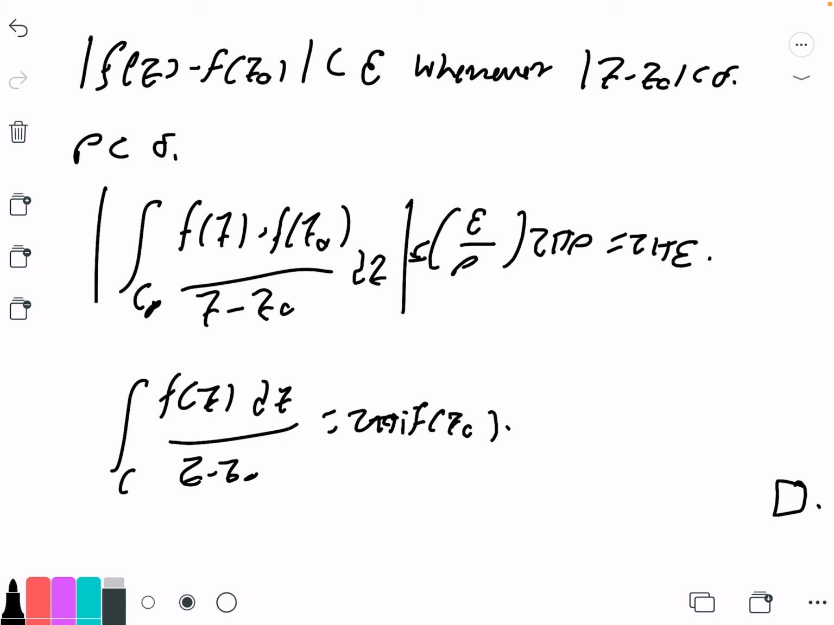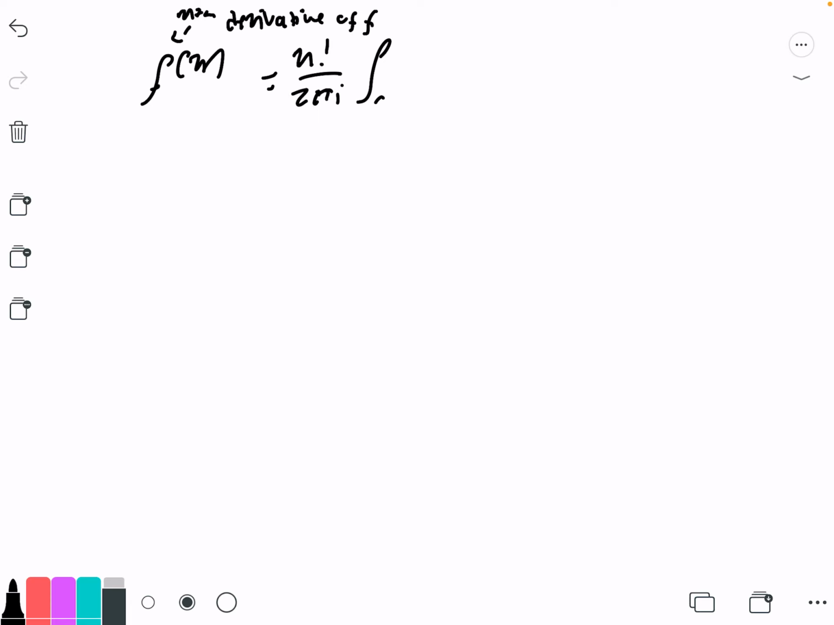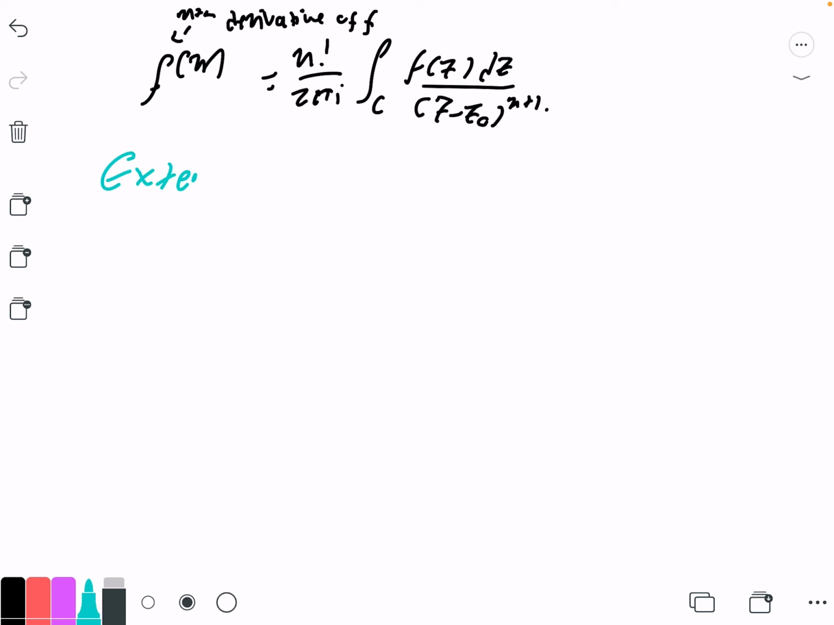So we can extend the Cauchy integral formula to provide a representation of higher order derivatives. So we assume the same things as before, except this time our end result, the nth derivative of f at z0, is going to be n factorial over 2 pi i times the integral over C of f of z dz over z minus z0 to the n plus 1. And this is the extended Cauchy integral formula.